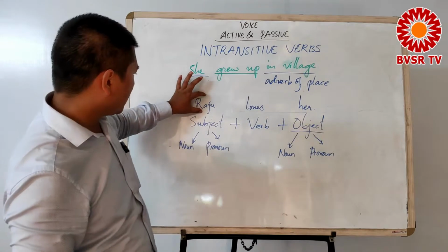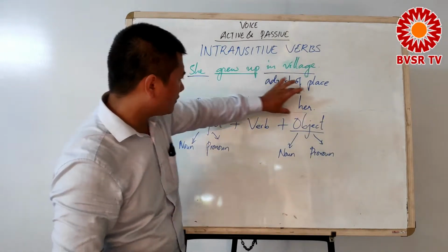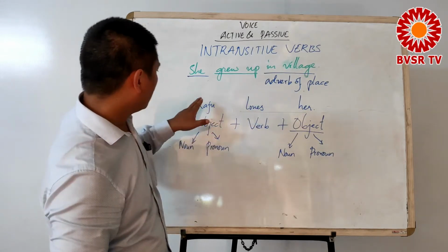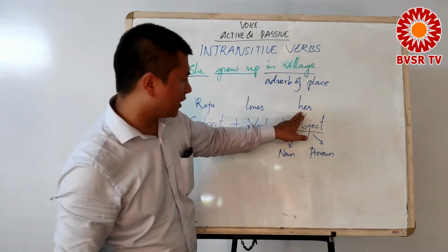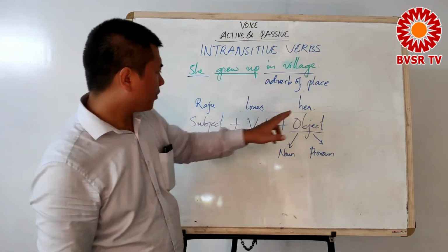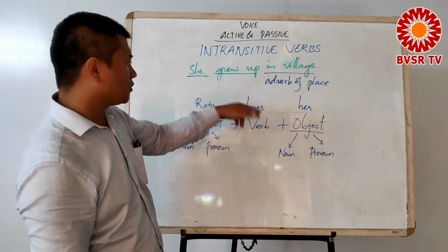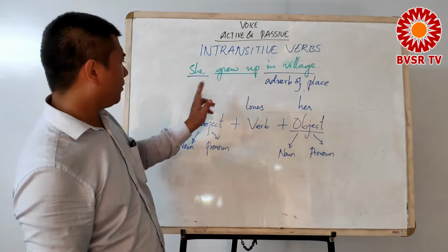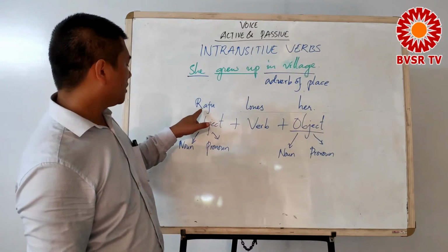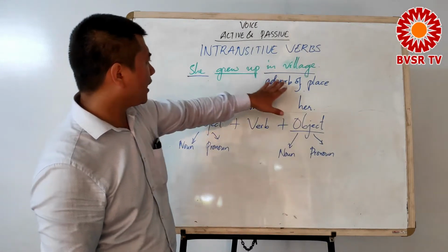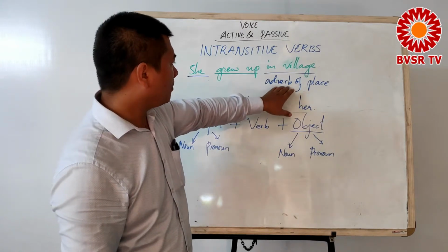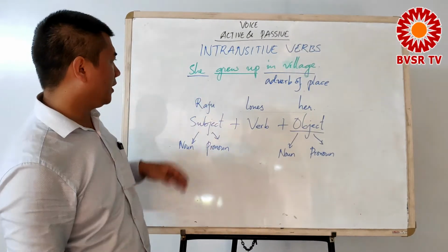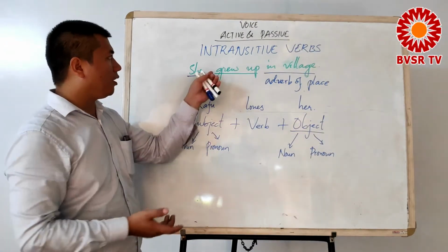But look at this case, Raju loves her. If you say Raju loves her, we have a subject, we have a verb, we have an object. So she is loved by Raju. We can convert into passive voice. She is loved by Raju. But here, as we don't have an object, we cannot convert into passive voice. Keep in mind. I'll give you another example of an intransitive verb.